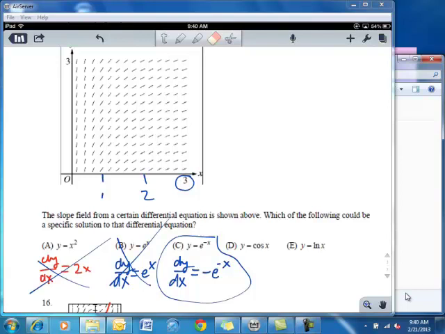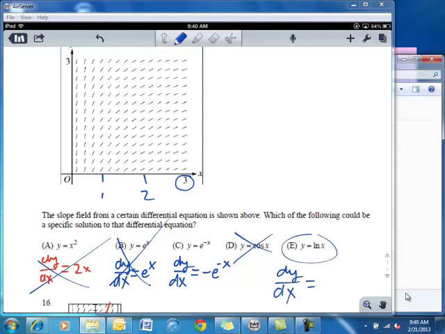Okay, how about D? What's your instinct tell you on D? You need some kind of cyclical pattern, right? So I would say D is definitely out based on that. So that only leaves us with E. So what's dy dx for E? 1 over x. So hopefully this makes sense.